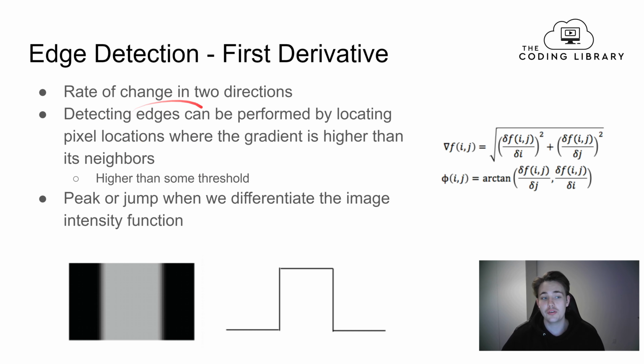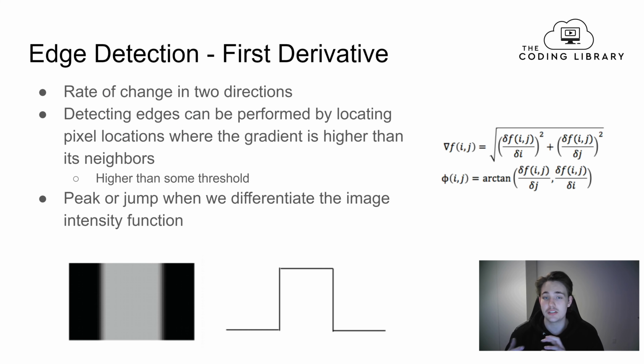So the first derivative here is the rate of change in two directions. So when we're looking at an image and at the rate of change in two directions, we will get that result by taking the first derivative of that image intensity function. And then detecting edges can be performed by locating the pixel locations where the gradient is higher than its neighbor.